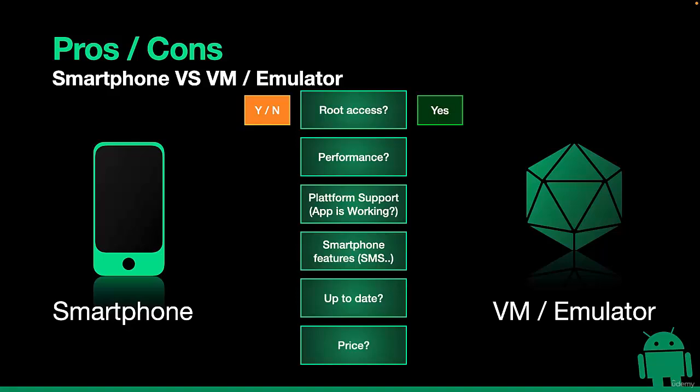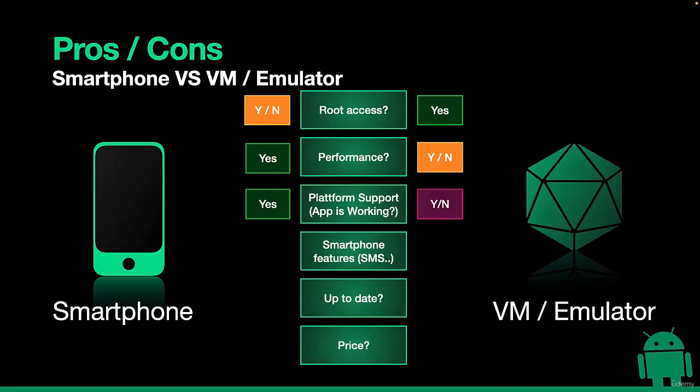Using a virtual machine or emulator, you gain root access directly. So that's definitely a pro for the virtual machine. Performance. On a smartphone, this is the best performance we can encounter. Using a virtual machine or emulator, if you have enough resources, it's also perfectly fine. Next, we have the platform support, and here I mean whether all these applications work on both instances. On a real smartphone, of course, yes, and now it's getting tricky. On an emulator or virtual machine, it doesn't have to be the case.